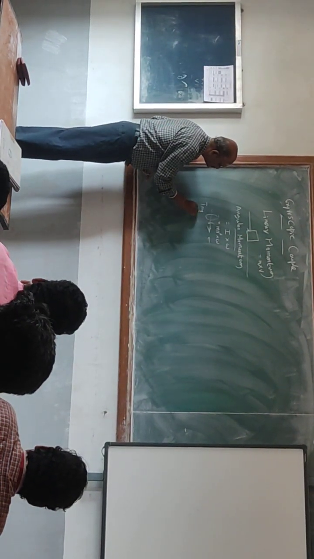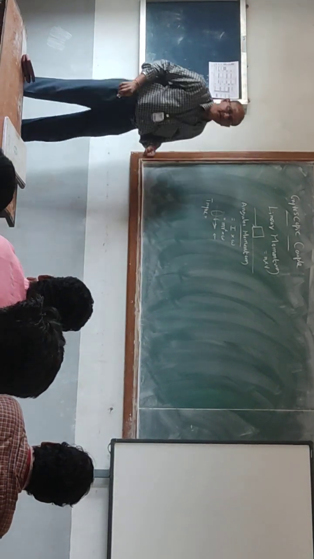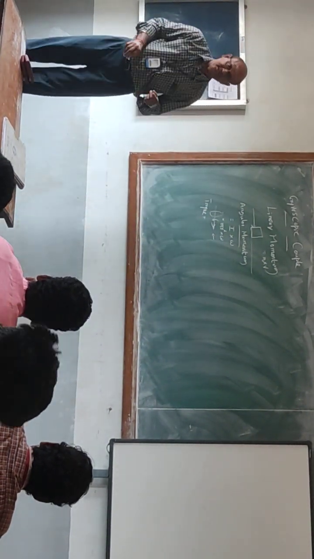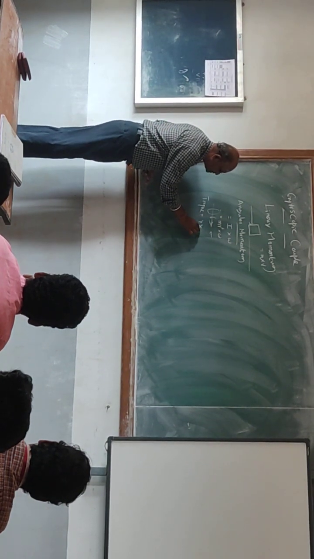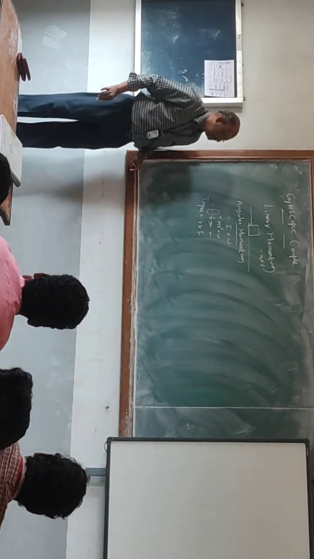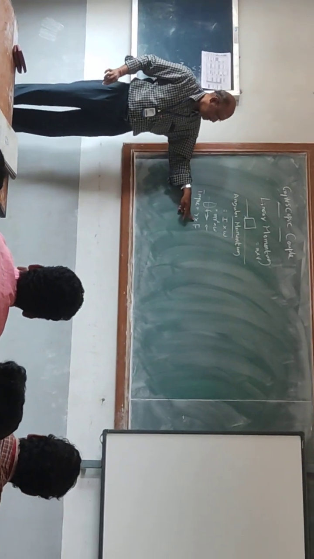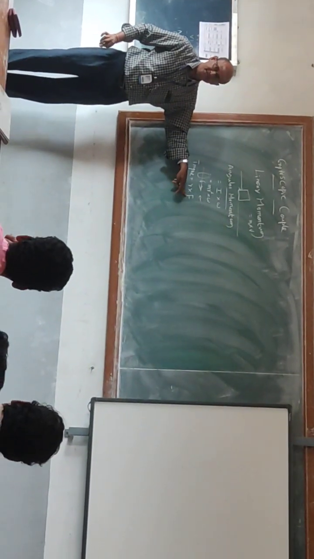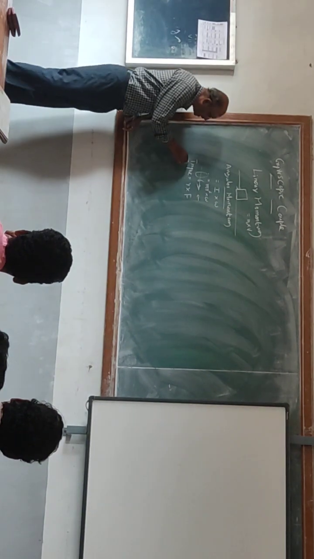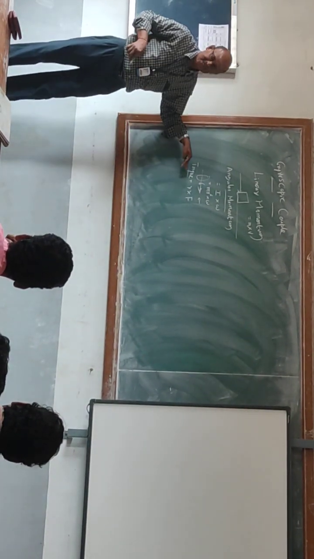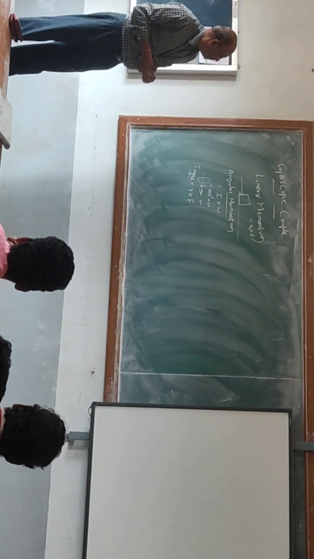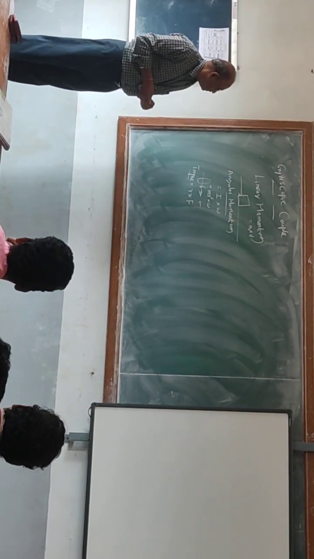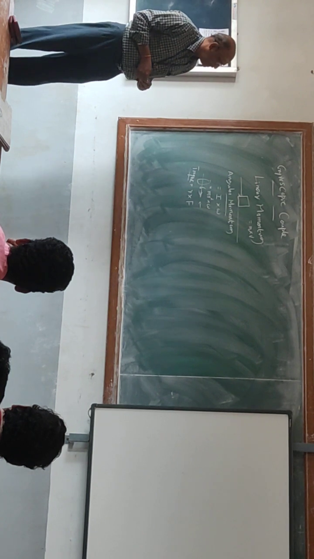Now torque. Whenever the rotating body is rotated, it is subject to torque. The torque is radius into force perpendicular to the radial distance. In this context the term is couple, torque or couple. Now we know the angular momentum, which is a vector quantity.